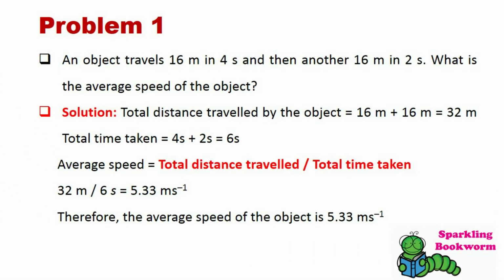An object travels 16 meters in 4 s and then another 16 meters in 2 s. What is the average speed of the object? Solution. Total distance traveled by the object equals 16 meters plus 16 meters equals 32 meters. Total time taken equals 4 s plus 2 s equals 6 s. Average speed equals total distance traveled divided by total time taken. 32 meters divided by 6 s equals 5.33 m/s. Therefore, the average speed of the object is 5.33 m/s.